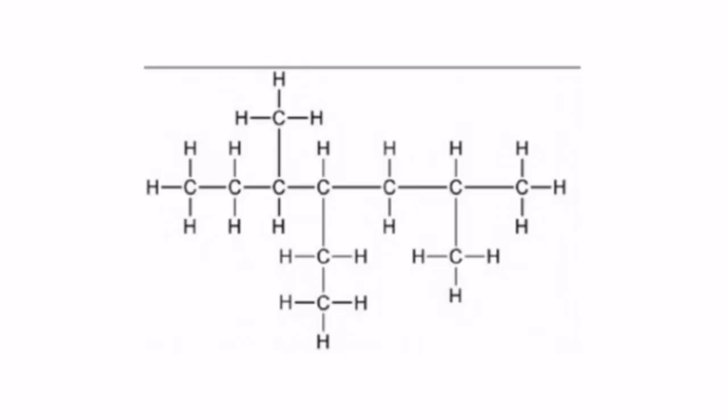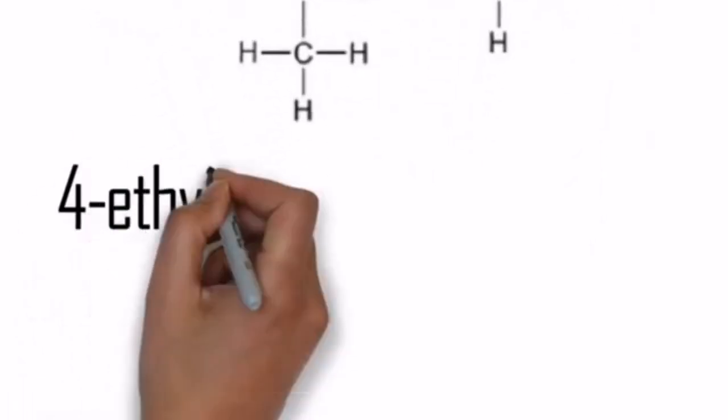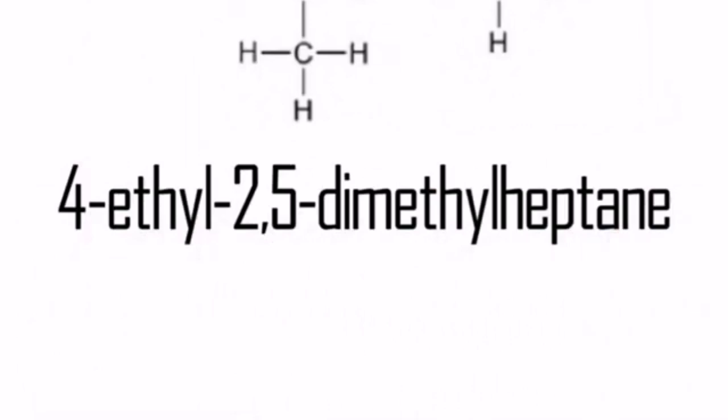Even when you call out the alphabets, that's very, very important. If you have 2 different types of branches, make sure that you do not start with a methyl, start with an ethyl. Why? Because it comes first. So since the ethyl branch is in carbon number 4, we're going to say 4-ethyl hyphen. Then in carbon number 2, we have a methyl branch, and also in carbon number 5, we do have a methyl branch.